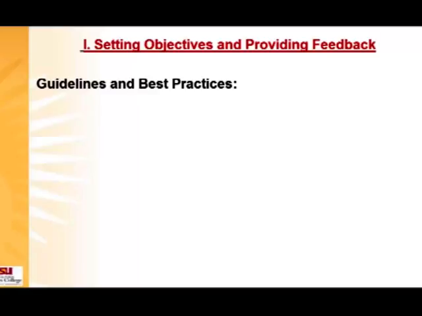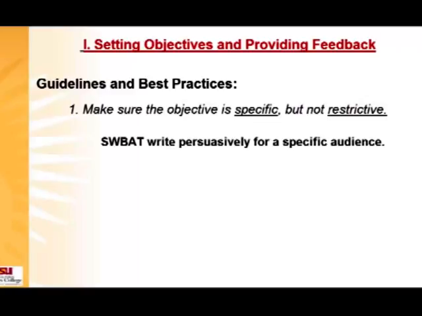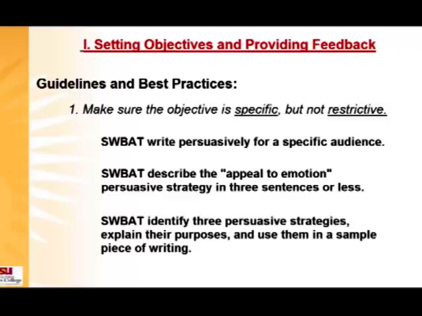First, when you set learning objectives for a lesson, you should make sure that the objective is specific but not restrictive. For example, imagine that we have 3 sample objectives. Student will be able to write persuasively for a specific audience. Student will be able to describe the appeal to emotion persuasive strategy in 3 sentences or less. And student will be able to identify 3 persuasive strategies, explain their purposes, and use them in a sample piece of writing.